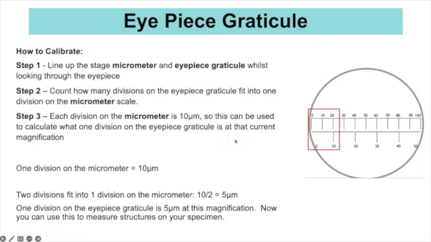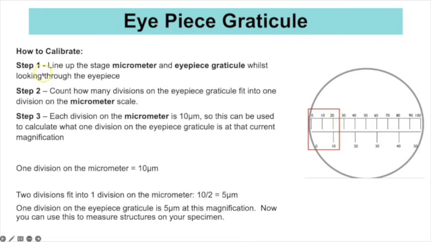You would need to use something called a stage micrometer. And this is a glass slide which essentially has a ruler on it. And you would place that on the stage of your microscope, look through your eyepiece, and then move your stage micrometer so that it is aligned right next to your eyepiece graticule. So on this image, the circle's representing your field of view when you're looking down the microscope. The bottom scale is the scale on your stage micrometer, and that has been aligned against the eyepiece graticule, which is already within the eyepiece of the microscope.